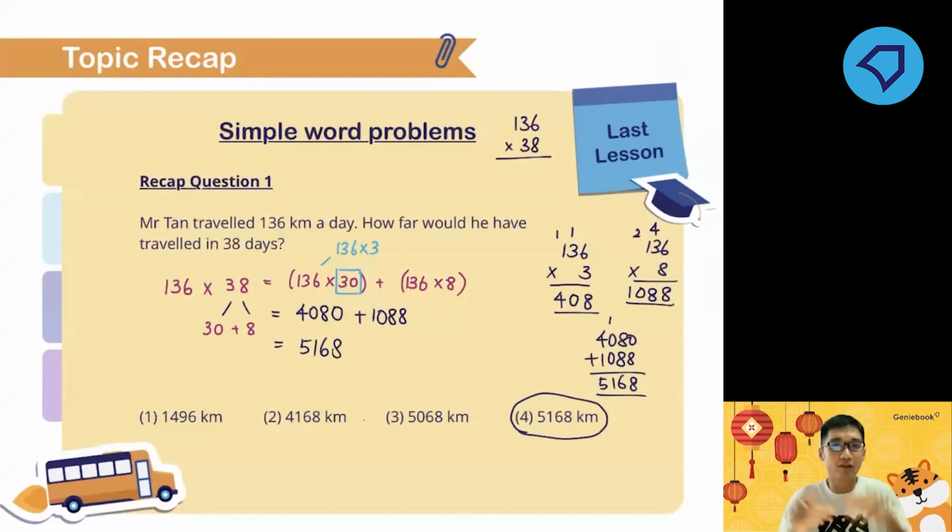Right, straight away, without having to split it into these two, right? 136 times 30 and 136 times 8. Okay, now let's move on to the next question.